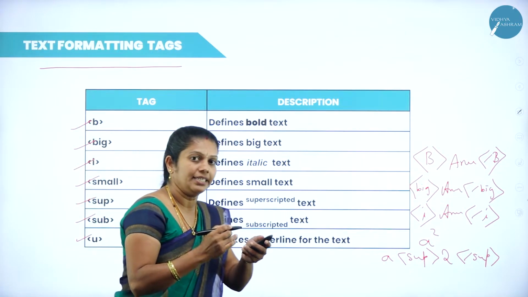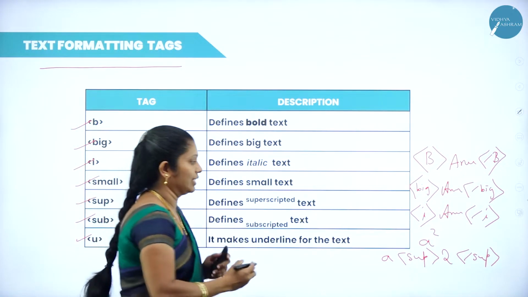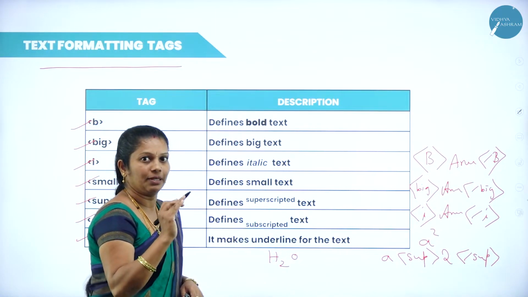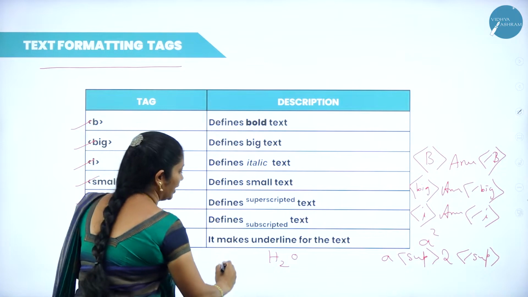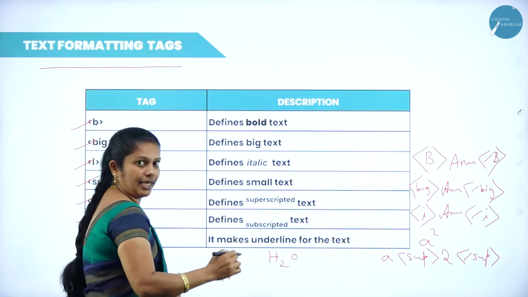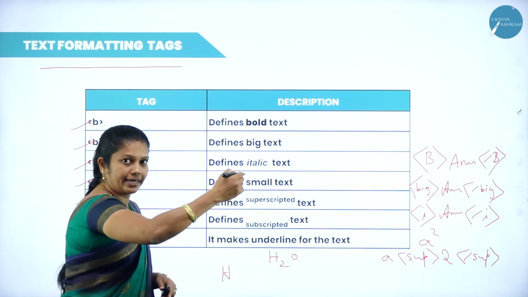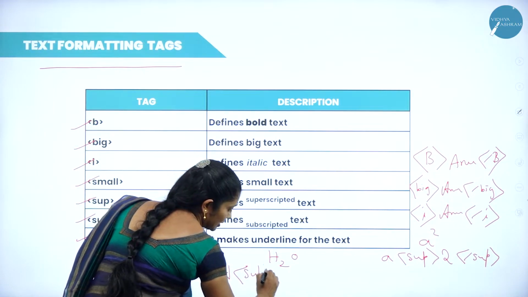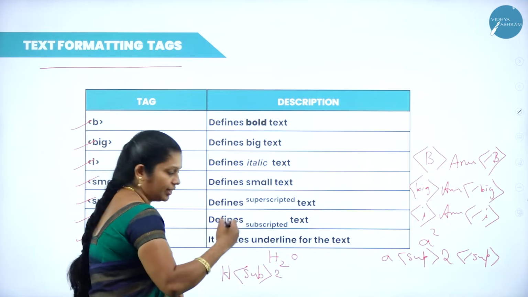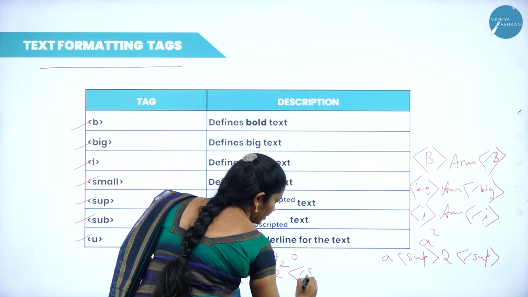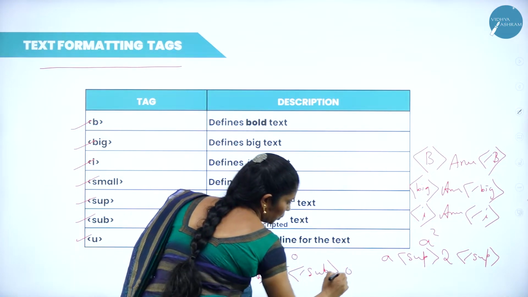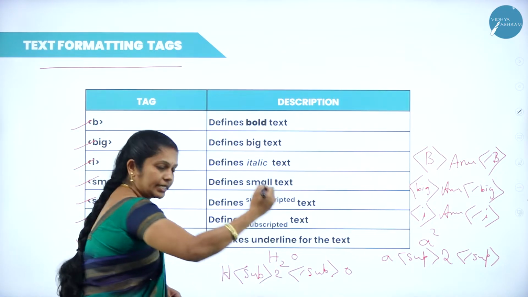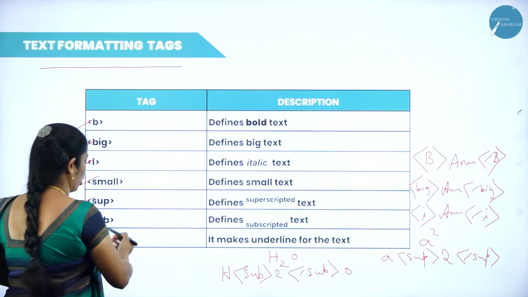When you want to display the data in base format, for example, if you want to display H2O. Then how to write it? H first, as usual, you will write. Then this 2 I want to write in subscript. Then SUB, subscript. Then write 2. Then close the subscript. Then write O. From this I can display H2O, where the 2 is displayed in subscript format.